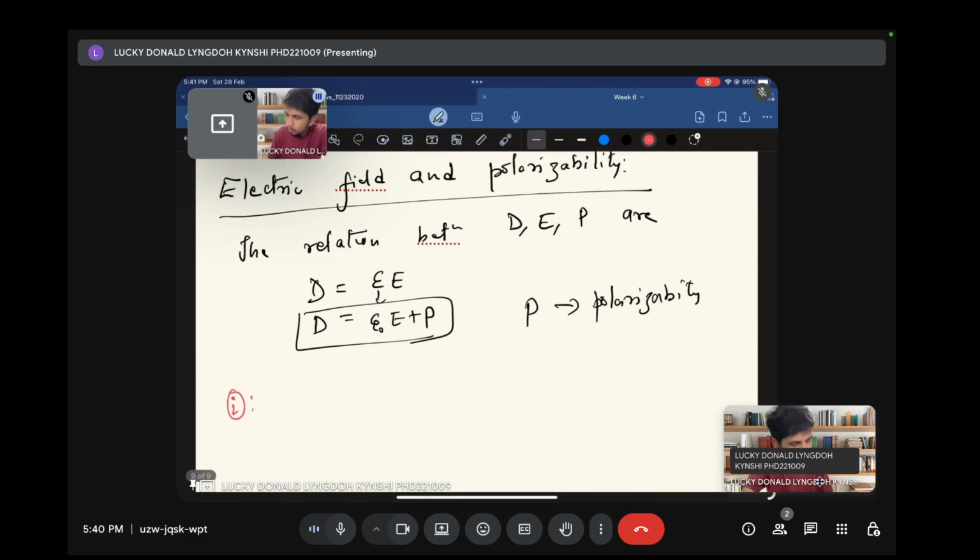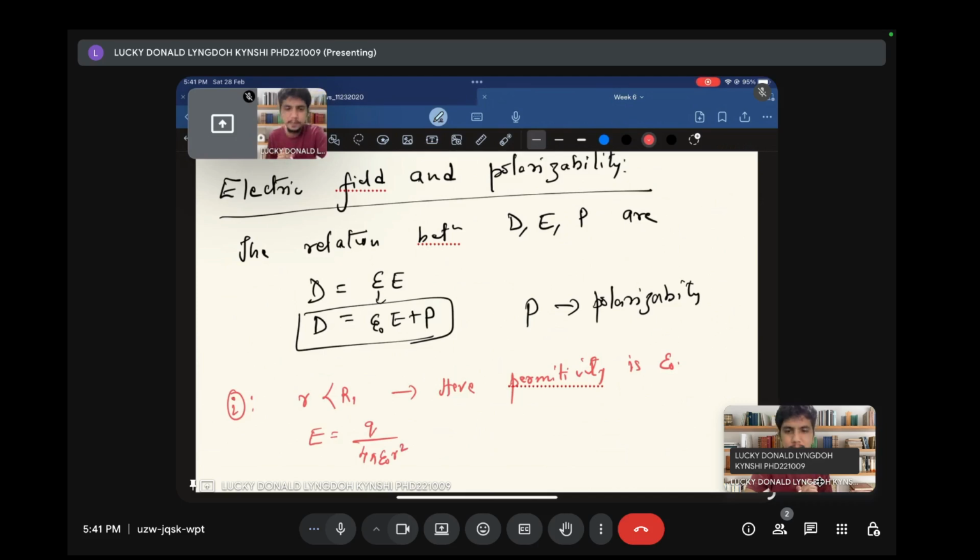In region 1, what happens? R is less than R1. Here the permittivity is simply epsilon naught. It is simply vacuum. Your electric field, from Gauss law again, you get q by 4 pi epsilon naught r square. Or you can also write simply E is equal to D by epsilon naught.